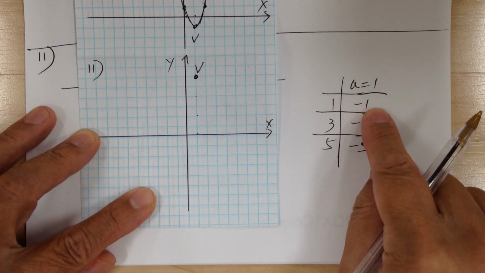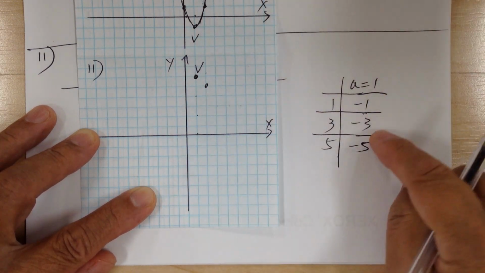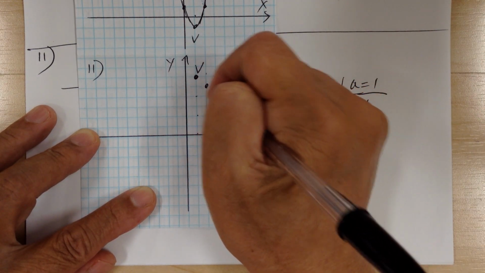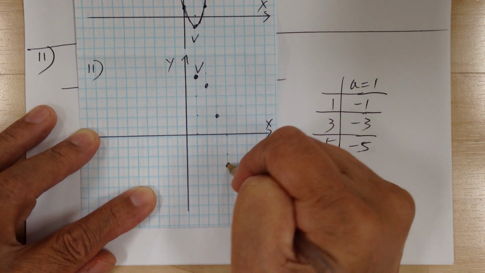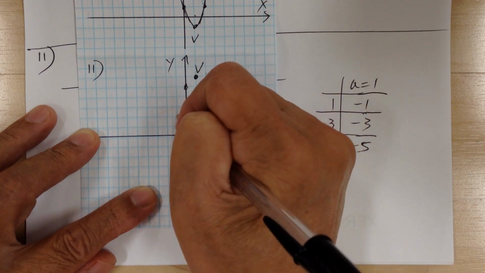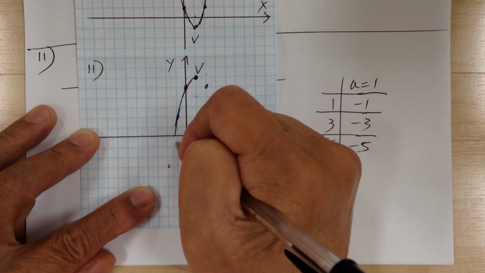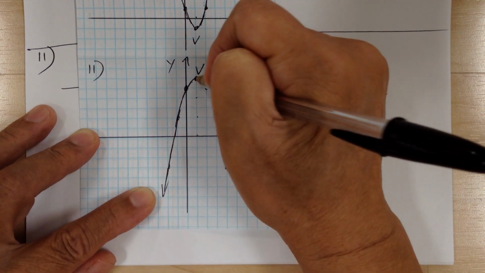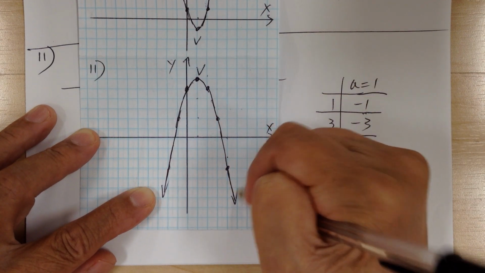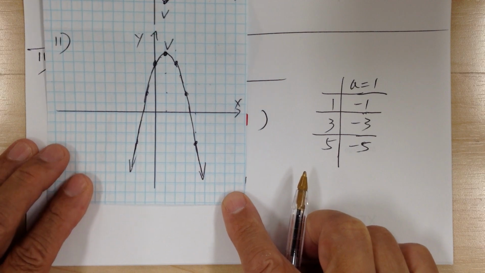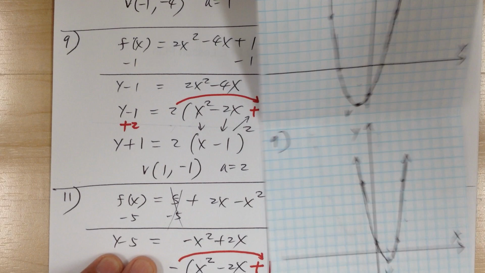The first time you go over, it's negative 1, which means you have to go down 1. Again, positive means you go up, negative means you go down. The next one is minus 3, so you go over and go down 3. The next one is minus 5, so go down 5. And you just use the symmetry, just go across. Again, a quadratic is always symmetrical. And that's it for number 11. Let's go to the next one.